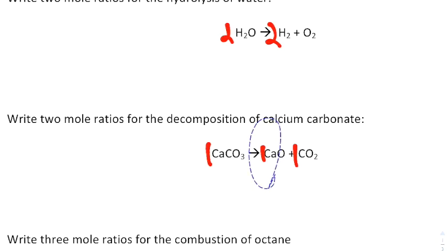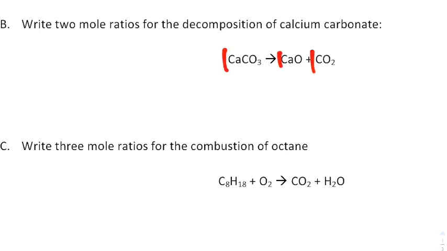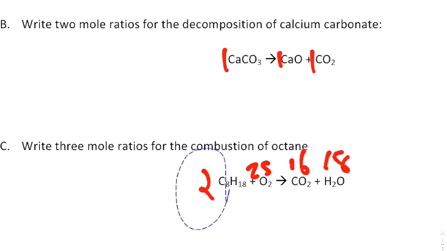And then the last one, this one's a little bit harder because it's harder to balance. I'll give you the balanced equation: 2, 25, 16, and 18. Go ahead and see if you can figure out how I balanced that. And then we can say we have a 2 to 25 ratio, a 2 to 16 ratio, a 25 to 18 ratio when we're talking about those.